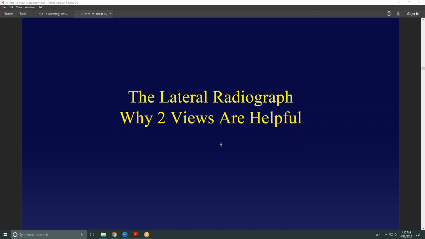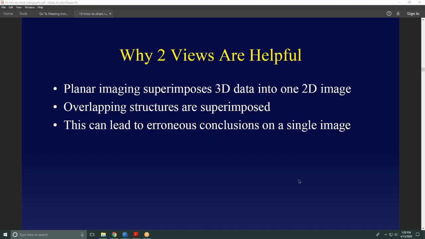Okay, so now I think this is extremely important. Now, the lateral radiograph, people say, well, I don't use it for a lot. Why do we need it? So two views of a radiograph are actually very important, and I'll show why. They help with overlap when structures are superimposed. They help deconvolve overlapping structures, again, because overlapping structures can sometimes lead to erroneous conclusions.